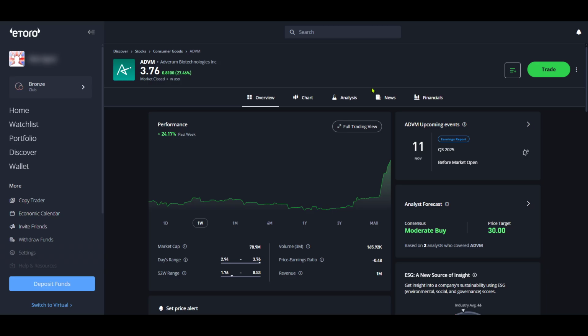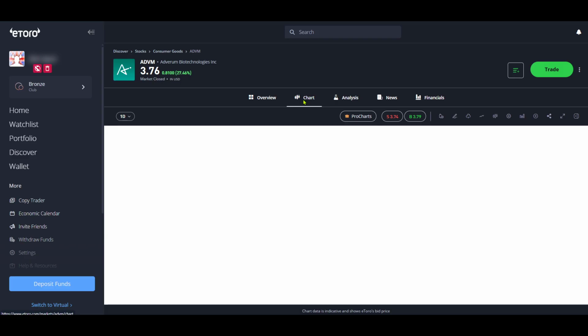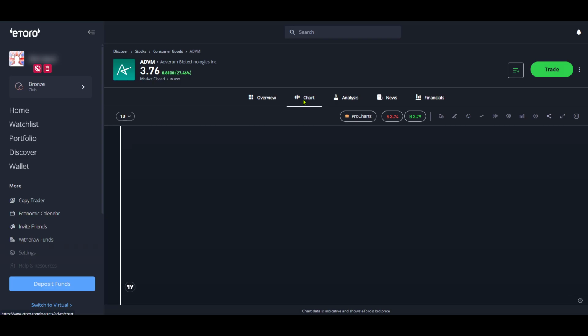To gain deeper insights into your chosen asset, locate and click on Chart. This will unveil a detailed visual representation of the asset's performance over time. Charts are invaluable in helping you understand market trends, identify trading opportunities, and make informed decisions.